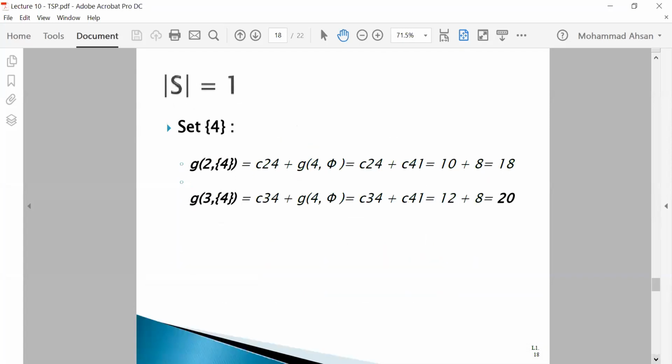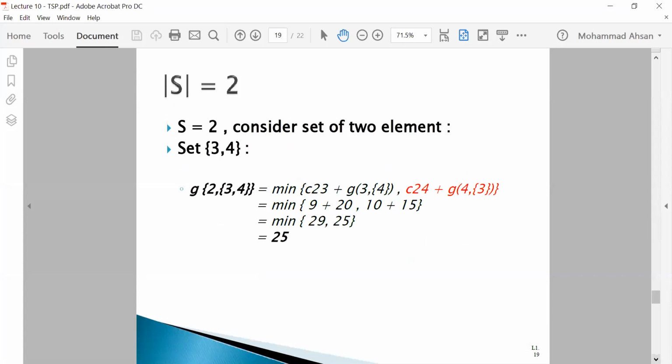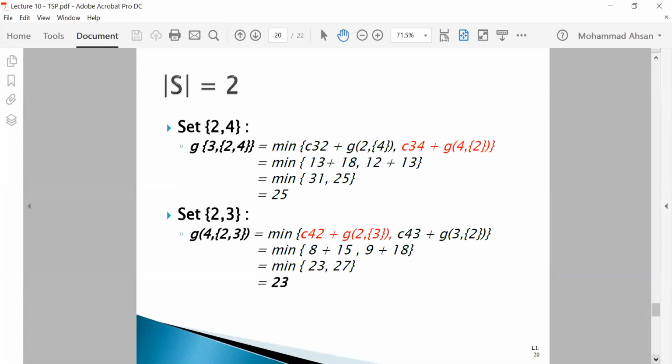So when the subset size is 1. So what when the subset size is 2? What do we mean by subset size 2? That means you are left with 2 intermediate vertices. Now these 2 intermediate vertices could be, leaving out 1, it could be 2, 3, or it could be 3, 4, or it could be 2, 4, depending on where you are starting. Okay.